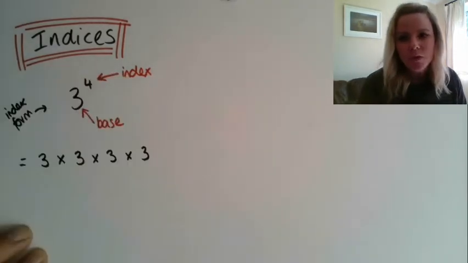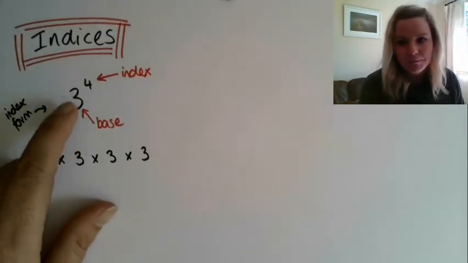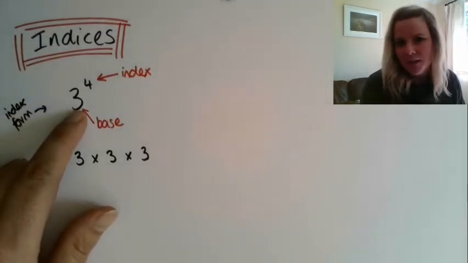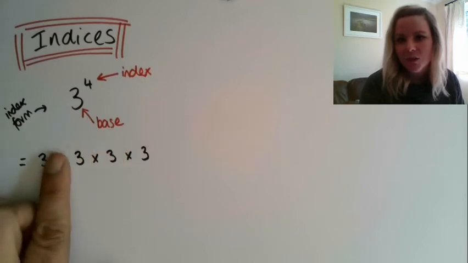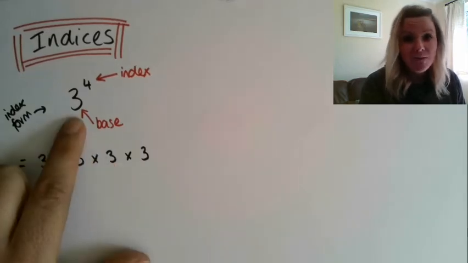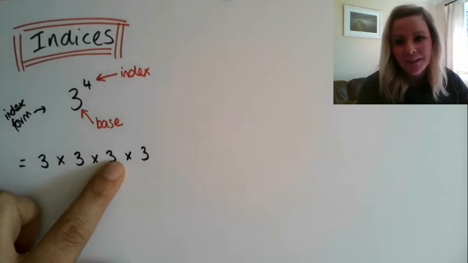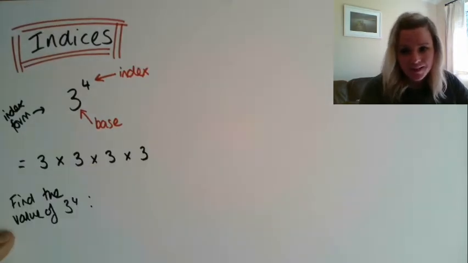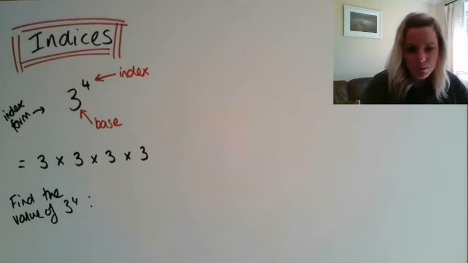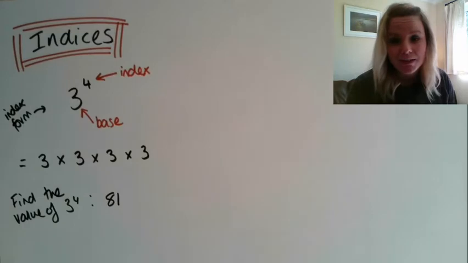Now, you do need to be very careful whenever you're reading questions on indices, because sometimes they'll give you something like this and they'll say, what does that mean? And if they say that, then it's really this that they're looking for you to write out. Or if they say find the value of, then that's whenever you do go ahead and calculate the value of that. So if it asks that, then that means find what 3 multiplied by 3 multiplied by 3 multiplied by 3 is, and that is 81. Okay, so do pay attention to what the question is actually asking us to do.